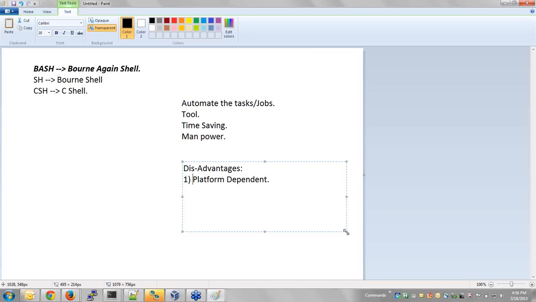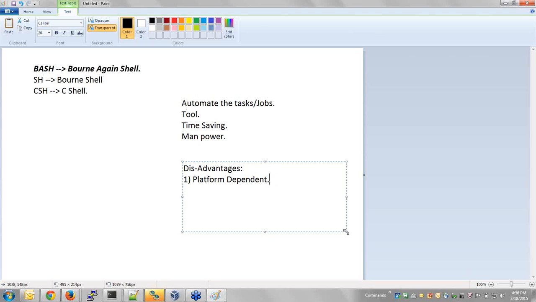Why? Because in shell scripting, the commands we execute in our job, we keep those commands in a script and execute that script. The challenge here is that whenever you execute the same commands on multiple platforms, there can be syntax differences or command differences to perform the same job. That's the reason it is completely platform dependent.